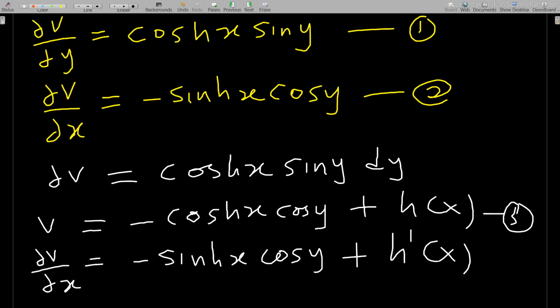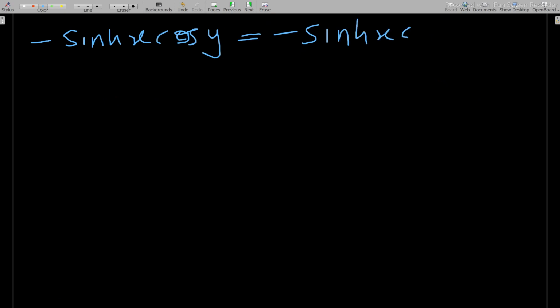Okay, so we go ahead and find del v del x, which is actually given in equation 2, so we put it at this side of the equation. Let's call this 4. I hope you understand. So you put it there, you have minus sin x cos y is equal to negative sin x cos y plus h prime of x.